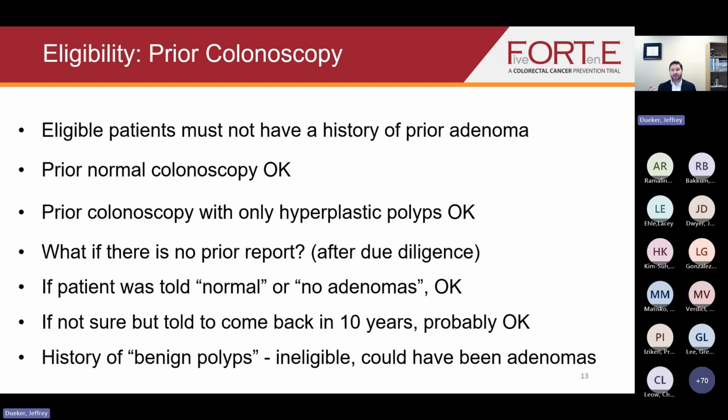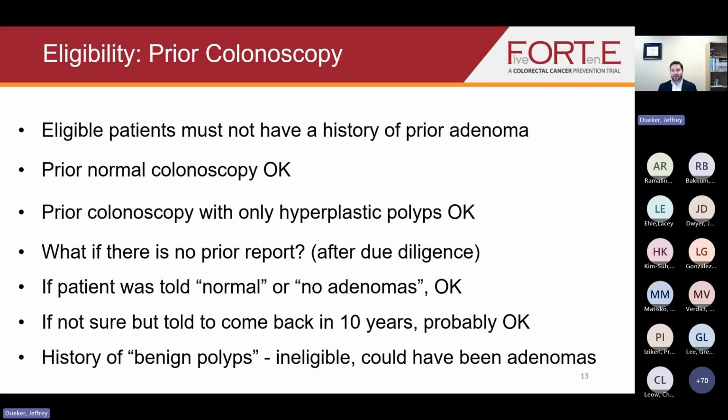Now, this is very common. What if there's no report of a prior colonoscopy, after you've had some due diligence in trying to find it? What we think is that if they were told it was normal, or they were told there was no adenomas, this is okay. If they're not sure what they found, right, the patient's not sure, but they were told to come back in 10 years, that's a really good surrogate that it was either normal or only hyperplastic polyps, because otherwise they would have been told to come back sooner, probably 5 years, sometimes 7 years.